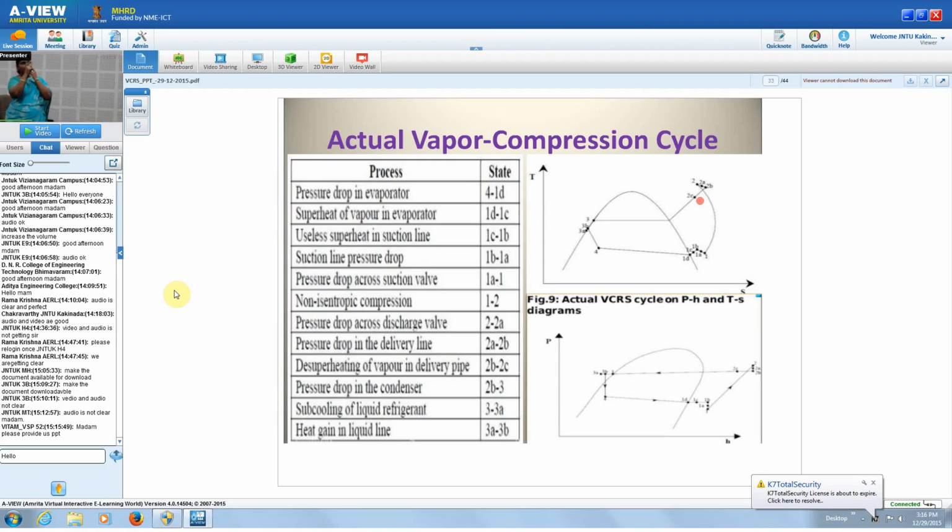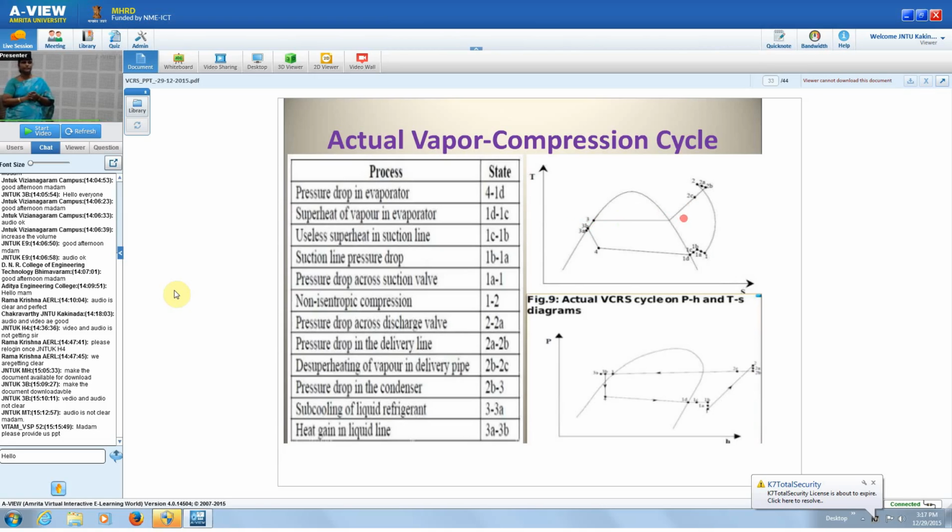So de-superheating of the vapor in the delivery line is 2B to 2C. Then from 2C, it goes into the condenser, where a part of the heat is rejected, that is the de-superheating of the refrigerant, and then latent heat rejection also takes place to 3. So 2C to 3.